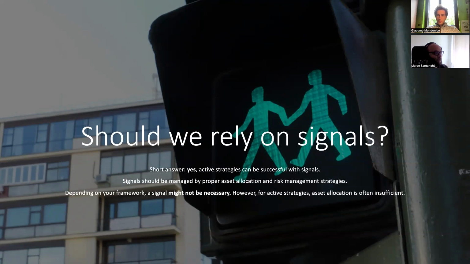One should also be aware of the risk involved in a wrong signal, which is normally called model risk, because the model could be wrong from time to time. And depending on your framework, a signal might also not be necessary. It could be that we involve only asset allocation strategies or rebalance our portfolio according to the allocation model and not the trading signal. But normally, for active strategies, we need trading signals. They are necessary.